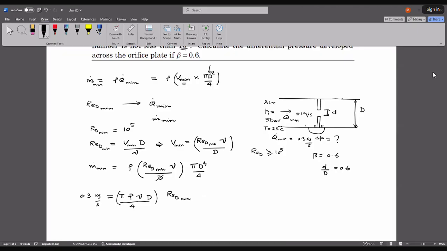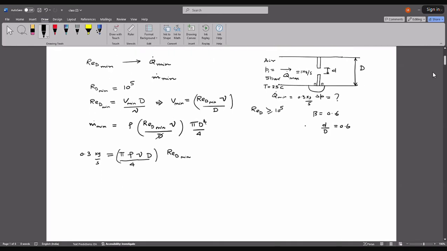So before proceeding, we need to know the properties. Okay. So we have to know what the kinematic viscosity is and what the density is before we proceed further, because everything else is known. So here we have pi by 4 into Reynolds number minimum, which is given as 10 to the power 5, into rho nu into D. D is something we are asked to find. We need to find out these two properties.